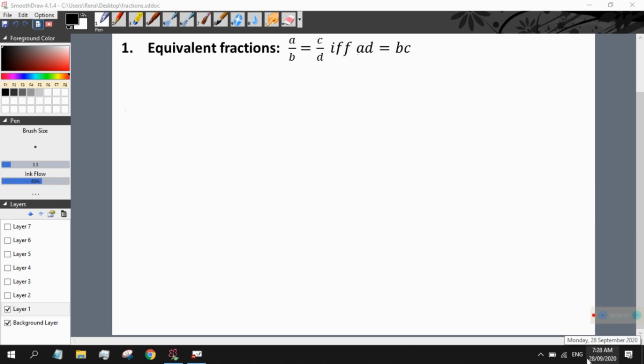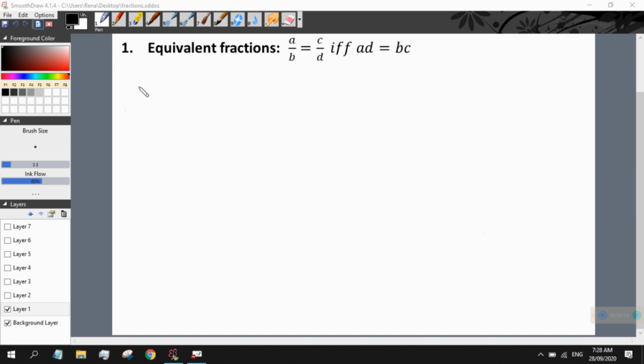Okay, let's start with equivalent fractions. If you have two fractions a over b and c over d, they are equivalent if and only if the product of AD, or the numerator of the first and the denominator of the second, is equal to the product of BC, or the denominator of the first and the numerator of the second.